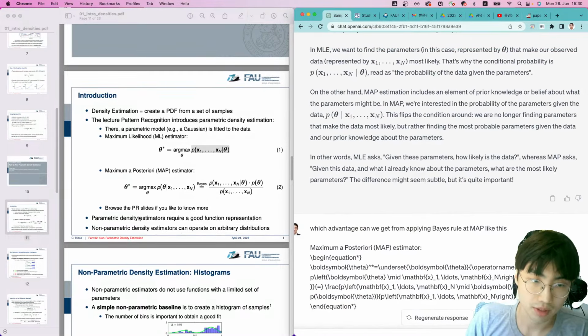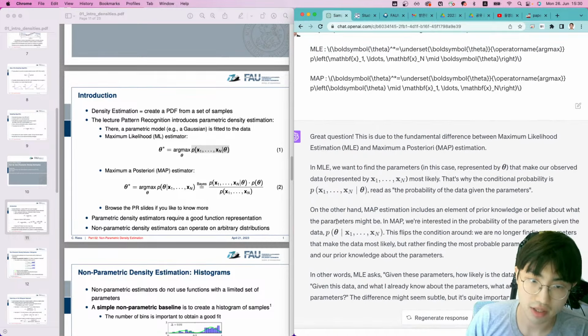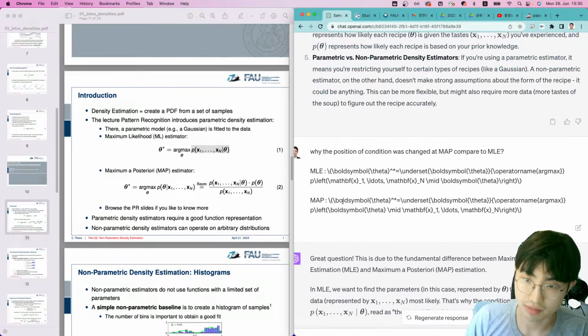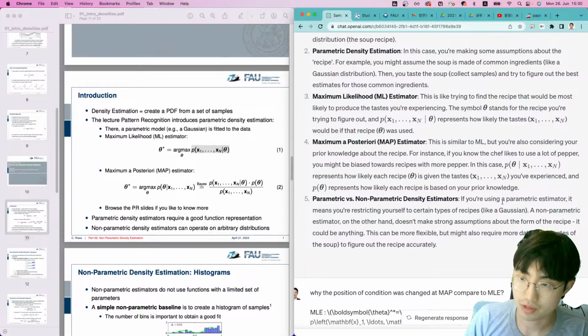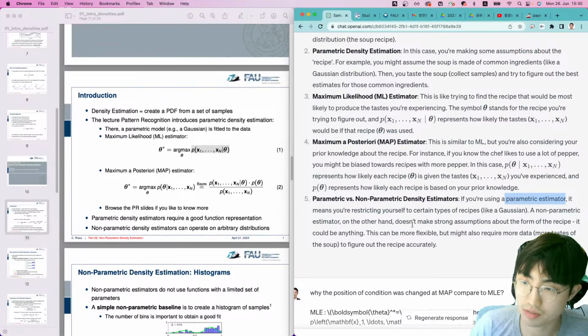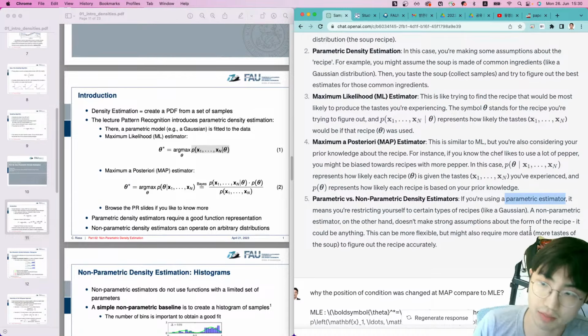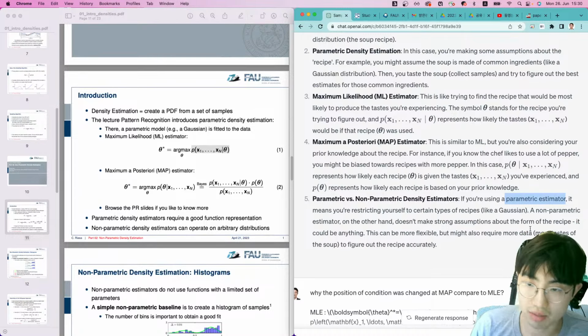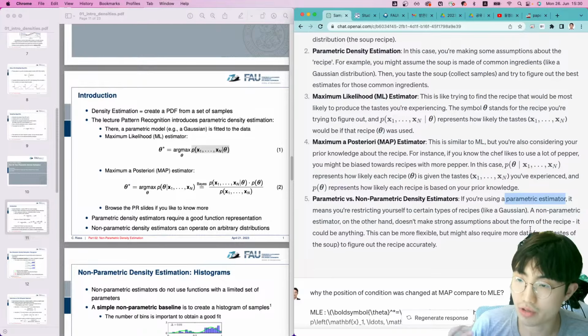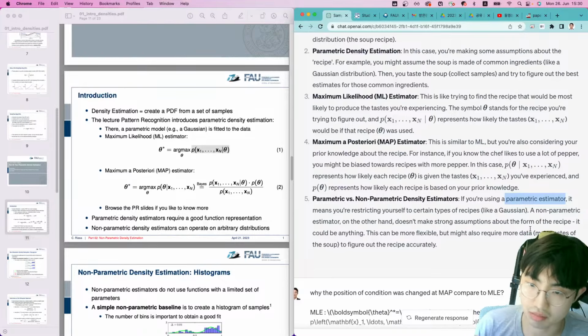Finally, let's talk about the parametric density estimator and the non-parametric density estimator. If you are using a parametric estimator, you are restricting yourself to a certain type of recipe, like Gaussian. A non-parametric estimator, on the other hand, doesn't make strong assumptions about the form of the recipe. It could be anything. This can be more flexible, but might also require more data, more tastes of the soup, to figure out the recipe correctly.